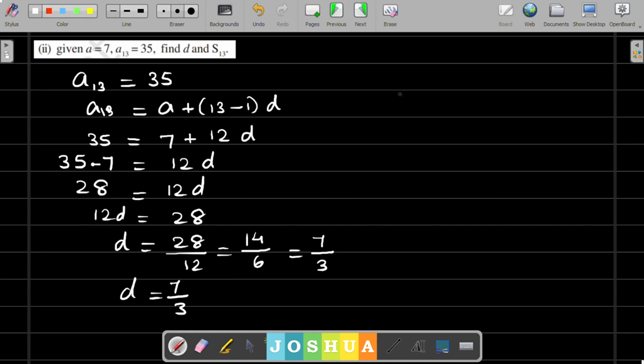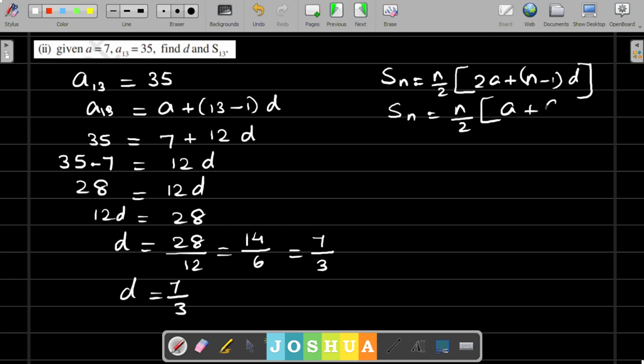Now I have to find S13. Sn is equal to n by 2 times 2a plus n minus 1 times d. This formula we can use, since I have the d value, I have the n value. Or since a and A13 are already given there, I can go for the second formula. Sn is equal to n by 2 times a plus an. So I prefer to use the second one here. S13, that is n equal to 13, 13 by 2, and a value is 7, and A13 is equal to 35. 35 plus 7 is equal to 42.